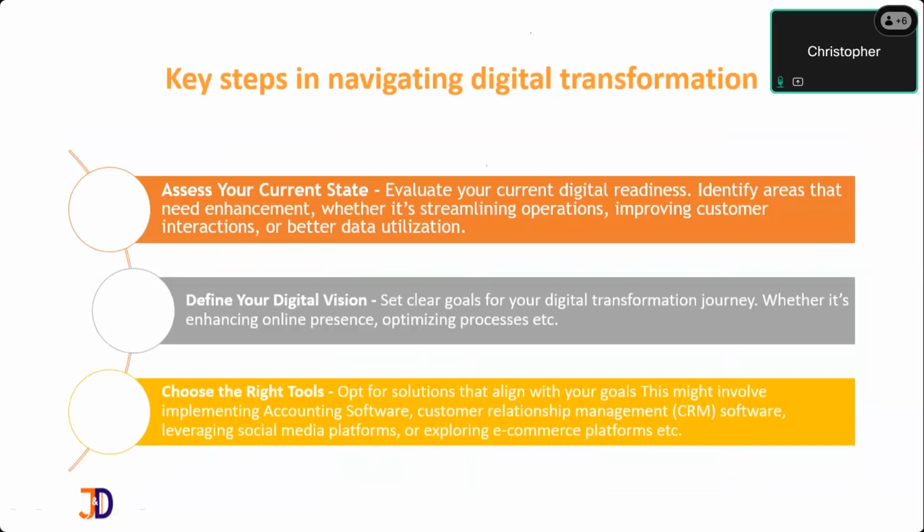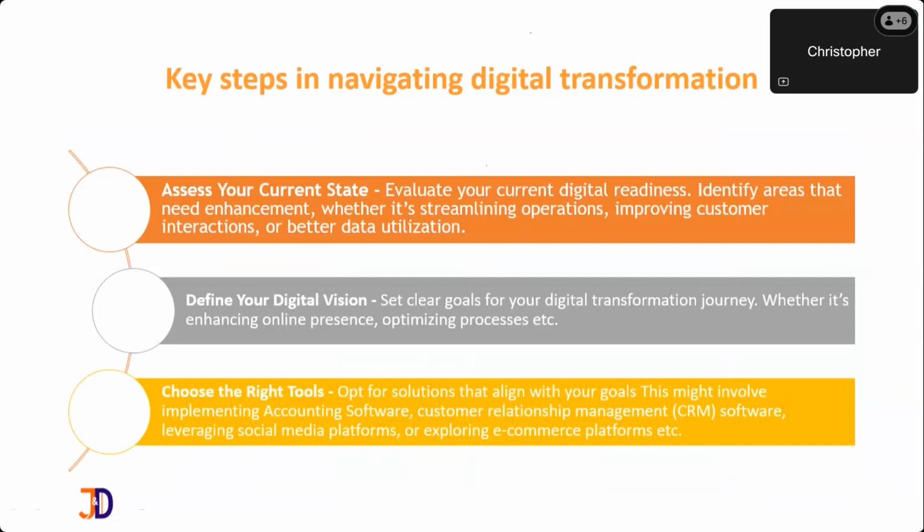One is you assess your current state. In this stage, you'll do an evaluation of where your business stands at this particular moment. You'll identify areas that have issues where you need enhancements. You look at processes that need to be improved. You look at how you interact with the customers. You look at how you access data and utilize that data. You'll also check how ready you are as a business to incorporate technology. So basically, you'll be assessing all the environmental factors that will contribute towards technology.